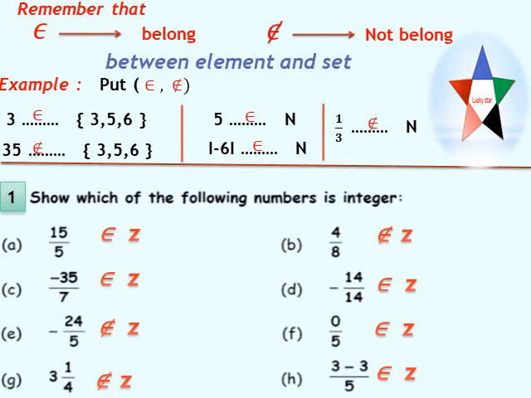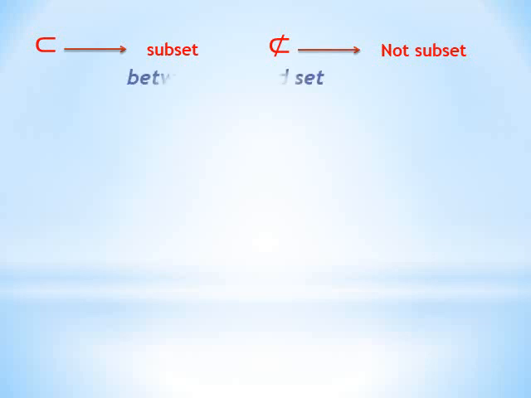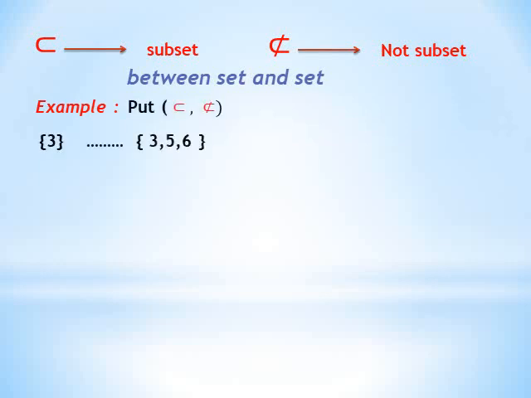Okay, the numbers that belong to Z and the numbers that do not belong to it. Do you remember that? Yes, it's subset. And its sister is not subset. Mister, when I use subset and not subset, we use them between a set and a set. If you have two sets, we use subset or not subset.